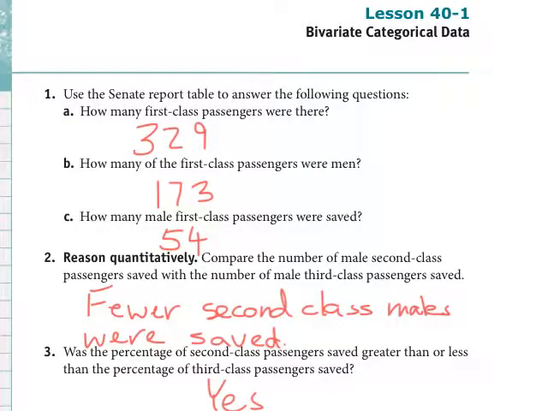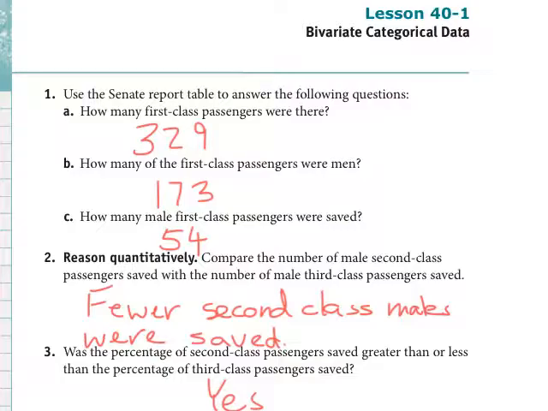We should be able to see from the table that there were 329 first-class passengers total. 173 of those first-class passengers were men. And then 54 of those male first-class passengers were saved. Any questions there on where I got that data from?